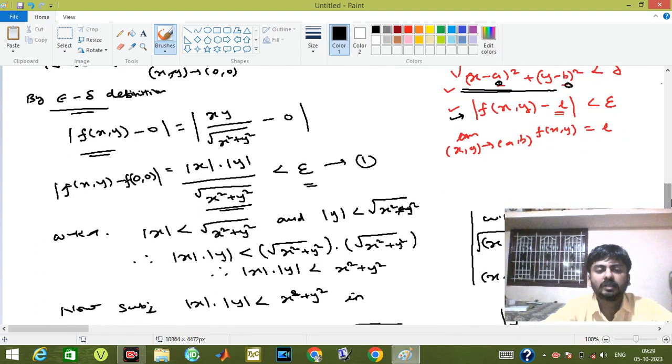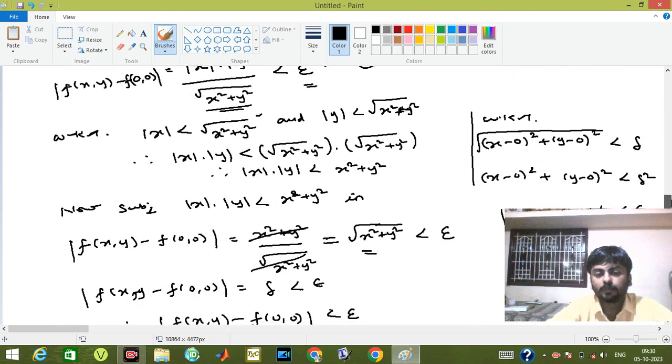here this will be true: modulus of x will be less than x square plus y square, modulus of y will be less than x square plus y square, so modulus of x into y will become less than the whole square of x square plus y square. Here the root will not come, and modulus of x into modulus of y will be less than delta square, the whole square. That means delta power 4.